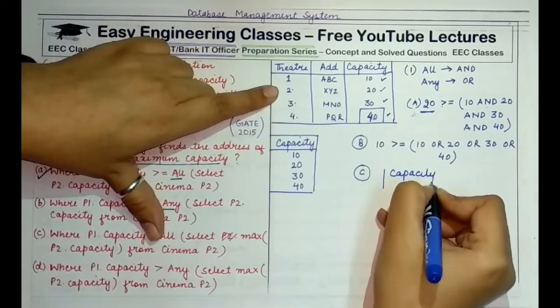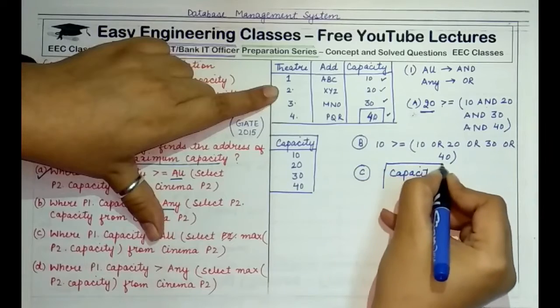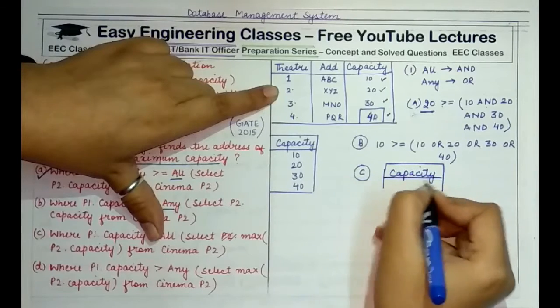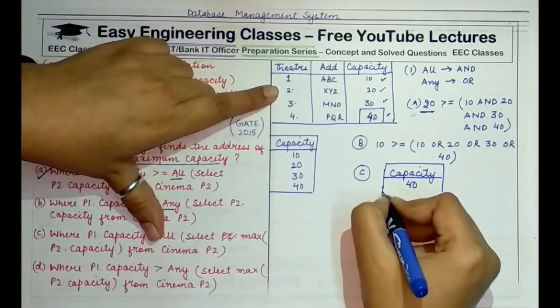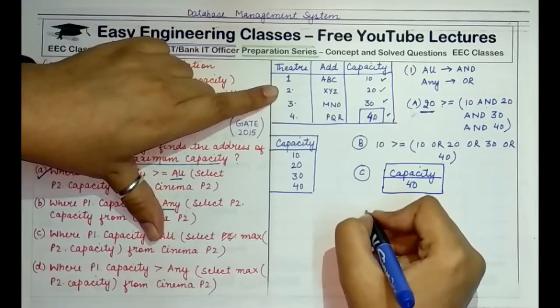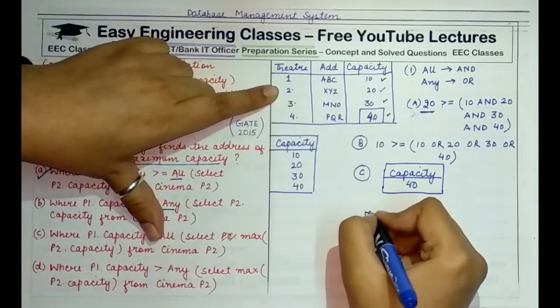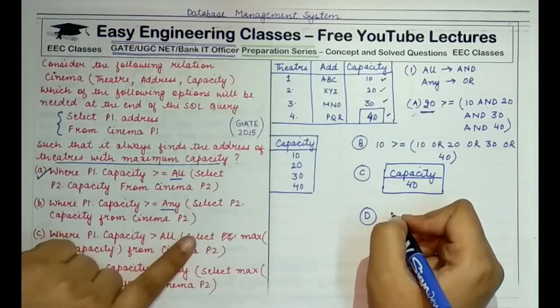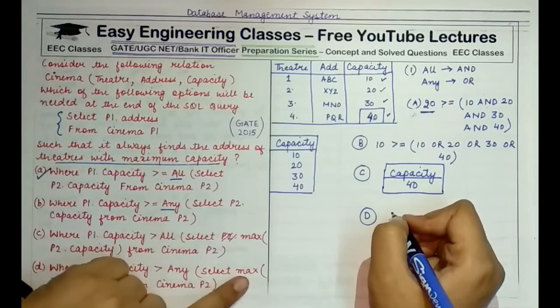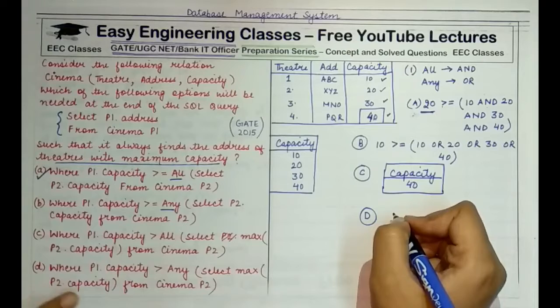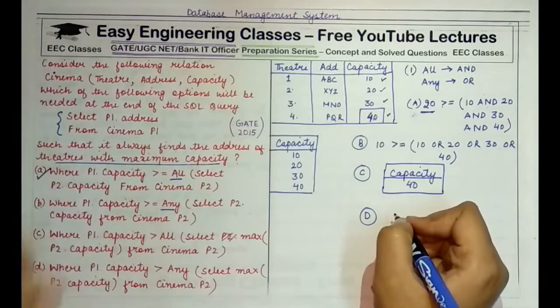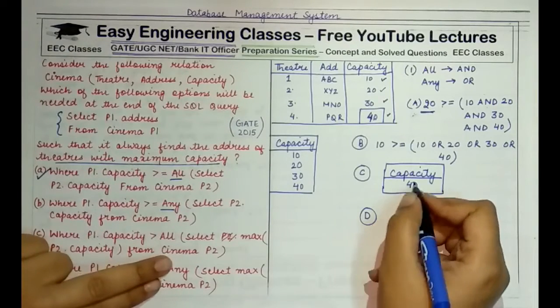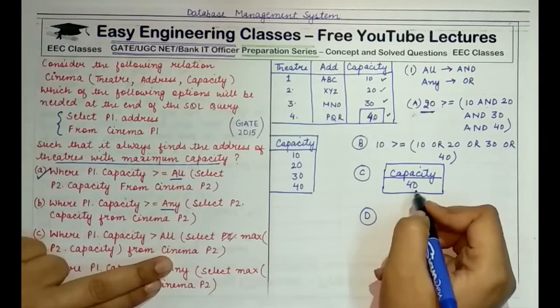Okay, because the maximum capacity is 40 and it is a single value. So this is the result of the inner query for the C part, and similarly it is the same for the D part as well, because here also we are having the same inner query, select max value out of all the capacities from the cinema table. So this inner query gives this result.